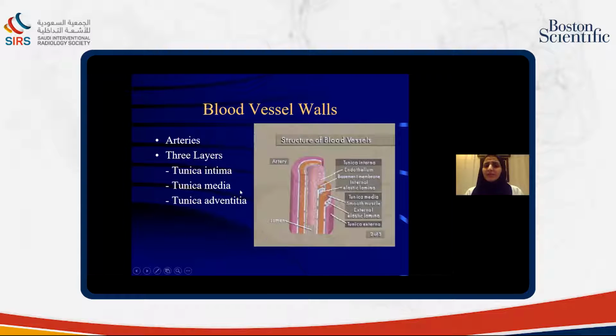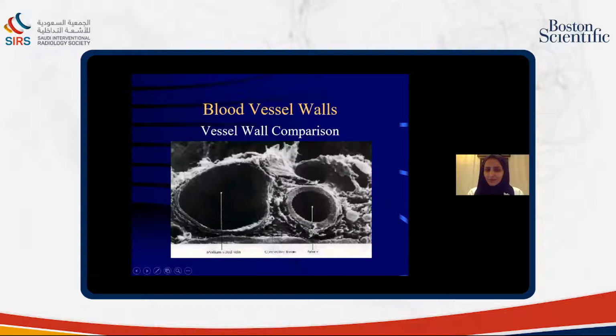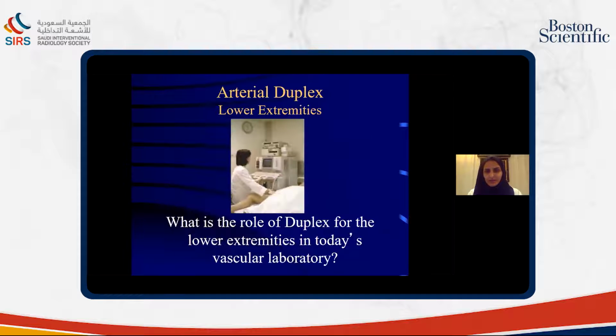Okay. Blood vessel wall. We have 3 layers of the arteries: tunica intima, tunica media, and tunica adventitia. The most important for us when we study are the tunica intima and media, maybe more. We see here the difference between the artery and vein. The artery has a thick wall compared with the vein, and the vein is wider than the artery. This is sometimes how to differentiate between the artery and vein. Okay.